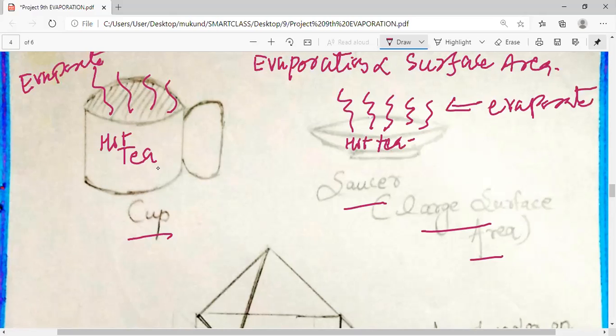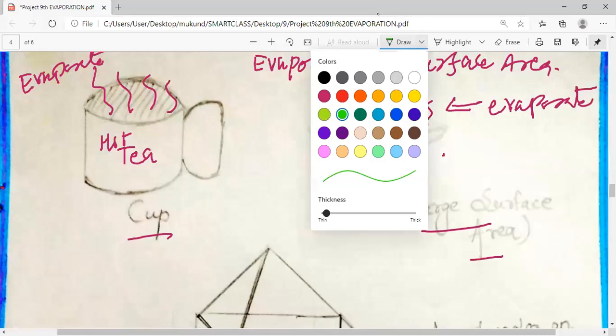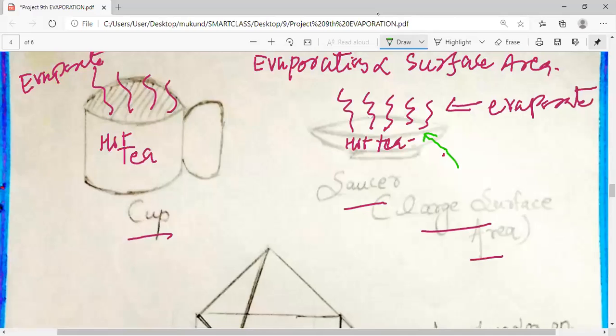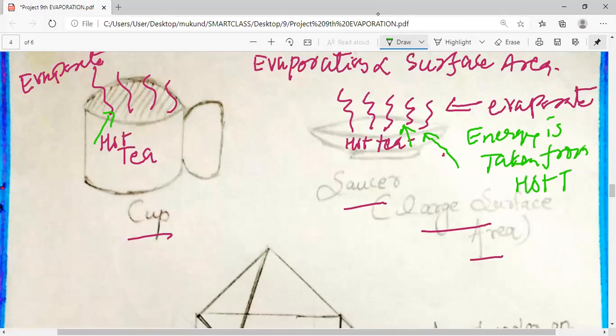For evaporation it requires energy. So energy is needed. From where does this tea get energy? The energy is taken from the tea itself, from the hot tea. So the hot tea becomes cooler. Hot tea cools down due to the evaporation.